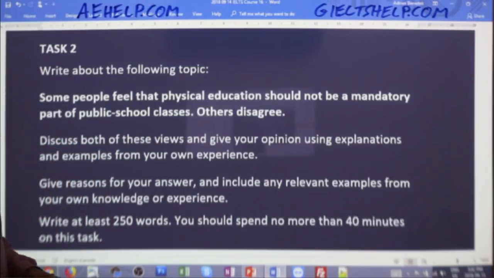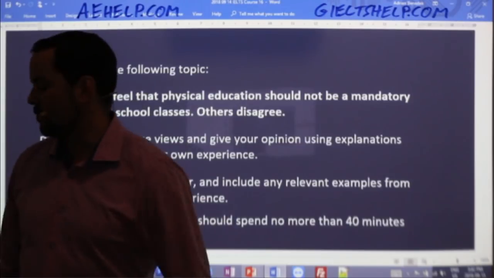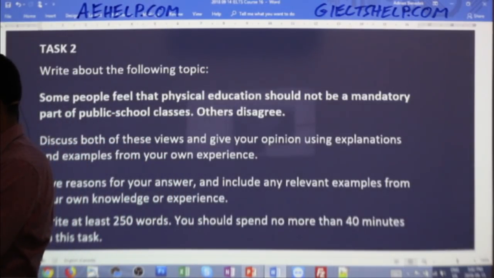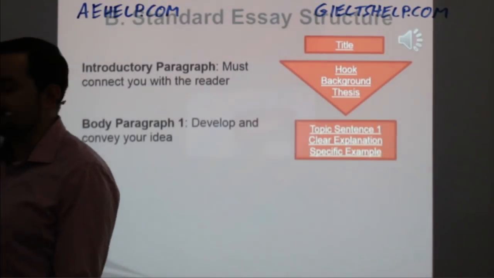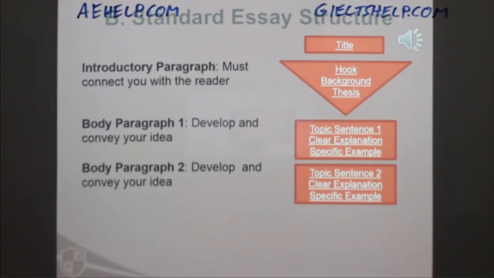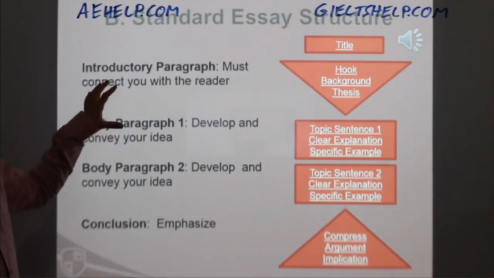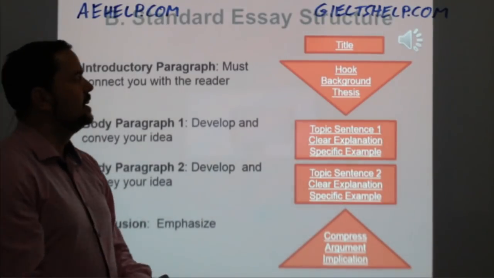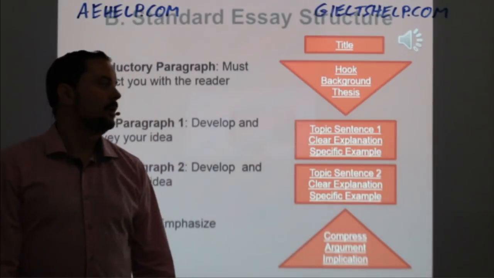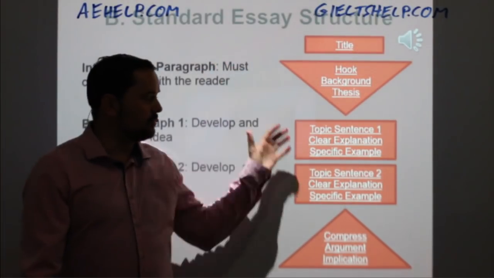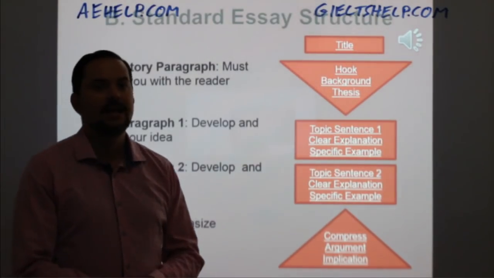And then for task completion, you have to write at least 250 words, and you should spend at least 40 minutes on this task. Now, we talked about this question a couple days ago, and this is a very important graphic that I want to come back to here, okay? So this is going to be our start point for today's class. So this is the structure of a task 2 essay, and it's also the structure of most essays that you will write in your university or college classes as well.